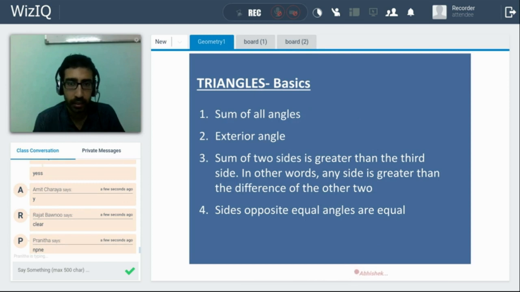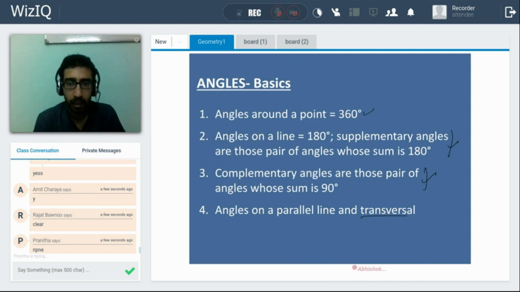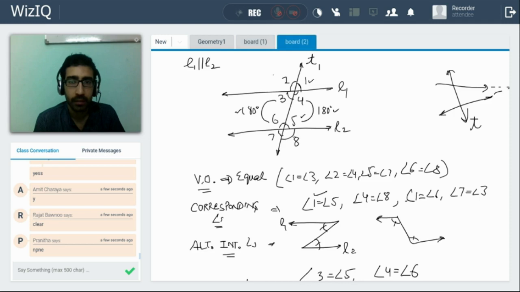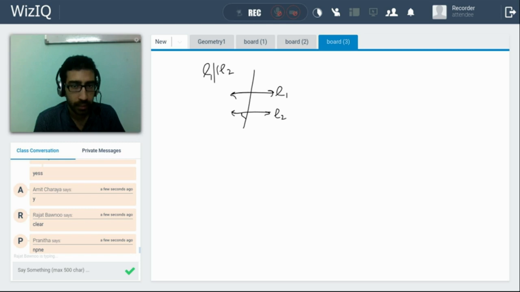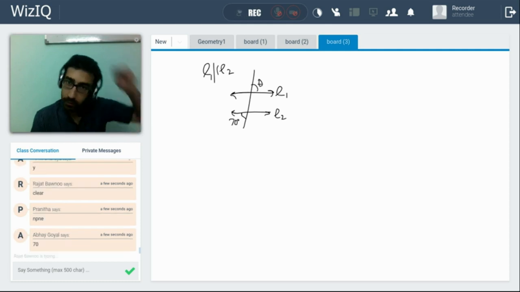Excellent. Before we jump on to triangles, maybe we can solve a couple of really simple questions. Say this is a pair of parallel lines, L1 is parallel to L2. If this angle is 70 degrees, how much is theta going to be? How much is theta?